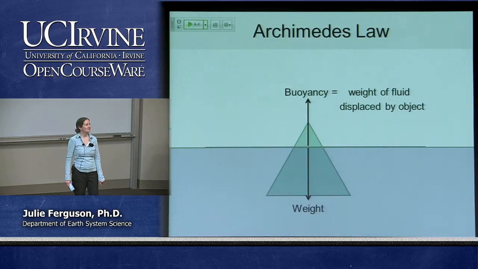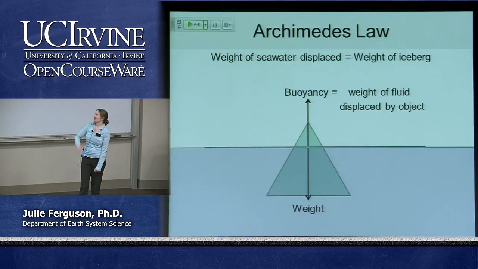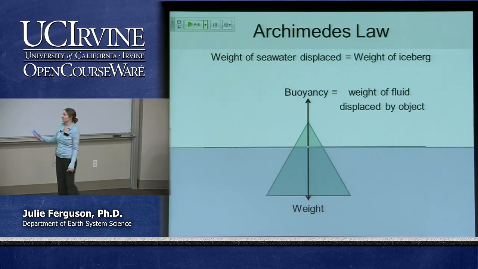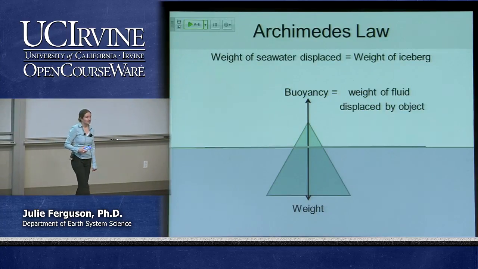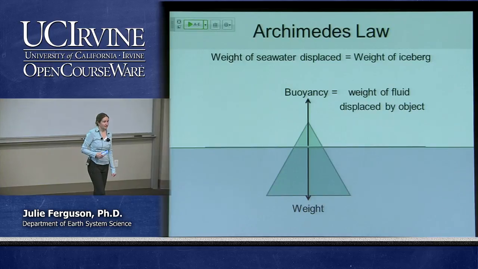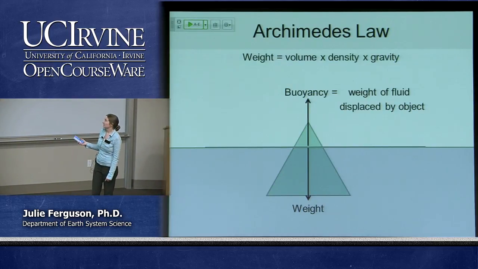Density times volume. Before we did the height, so you got it right. Great. So what we can do is say that the weight of seawater displaced by our iceberg is equal to the weight of the iceberg. And weight equals volume times density times gravity.